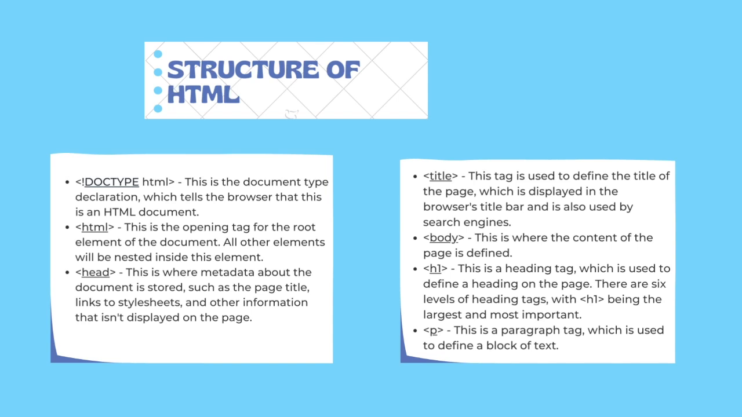Title, this tag is used to define the title of the page, which is displayed in the browser's title bar and is also used by search engines. Body, this is where the content of the page is defined. H1, this is the heading tag which is used to define a heading on the page. There are 6 levels of heading tags, with H1 being the largest and most important. H6 is the least one, which is smallest and often used for many other purposes. P, this is a paragraph tag which is used to define a block of text.